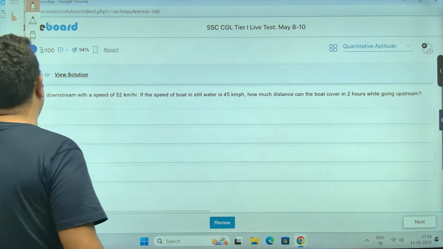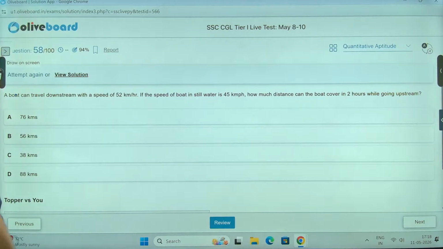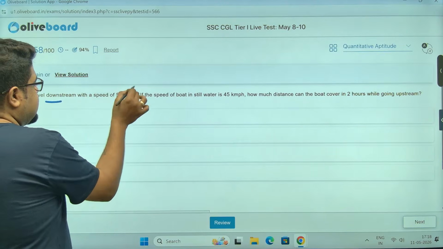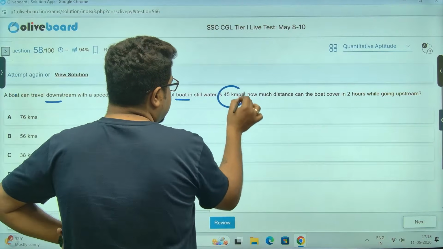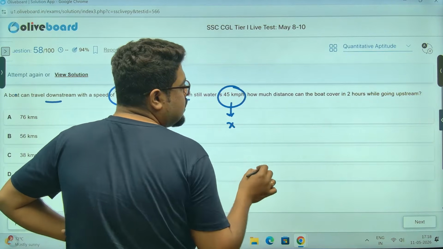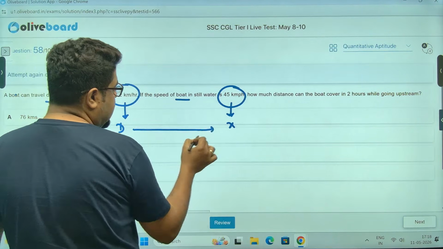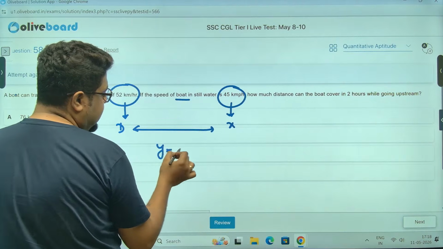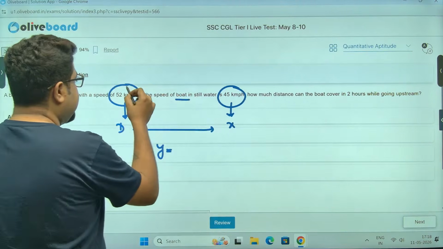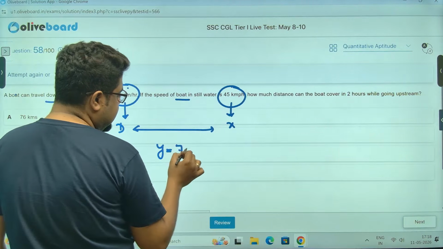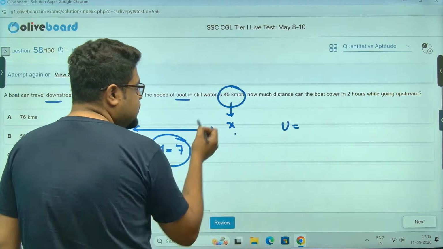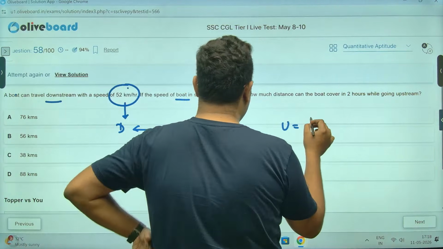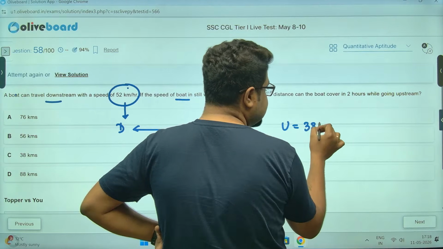Next one, please. A boat can travel downstream with a speed of this. This is D, sir. Speed of the boat in still water, X is given. Sir, from these two pieces of information, I can figure out Y, the speed of the stream. That will be 52 minus this, which is 7. So upstream speed will be X minus Y, 45 minus 7, which will be 38, sir.